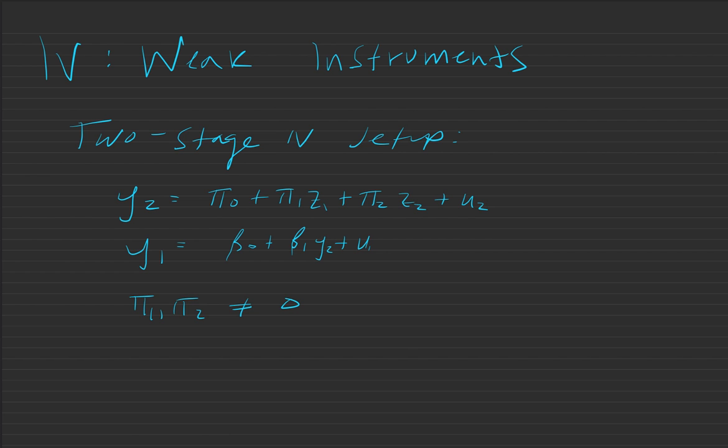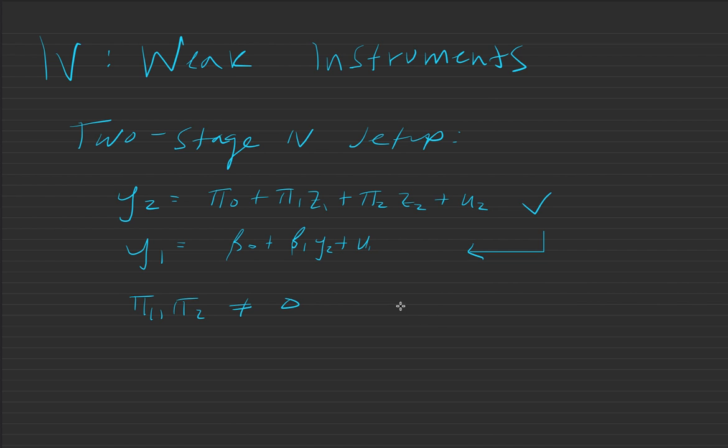Let's begin a discussion of weak instruments in a two-stage IV setup. Define the first stage as y2 equals pi naught plus pi 1 times z1 plus pi 2 times z2 plus u2. The second stage as y1 equals beta naught plus beta 1 times y2 plus u1, where we plug the estimate from the first stage into the second stage.